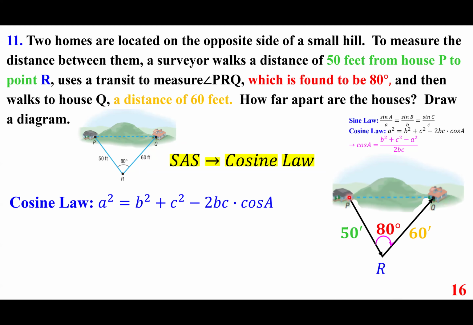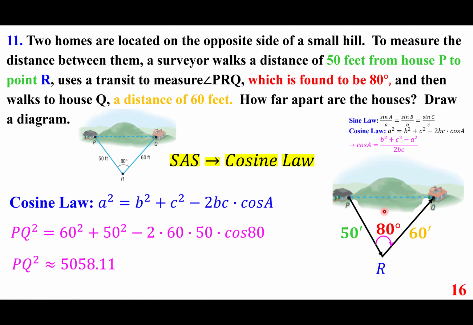So PQ squared is one side, 60 squared, plus the other side, 50 squared, minus 2 times the product of the two, minus 2 times 60 times 50, and then cosine of 80 degrees. And you put it into a calculator, you get the answer, and you take a root. So the answer is 5058.11. You take a root, and it becomes 71.12. So the distance between the two is 71.12 feet.